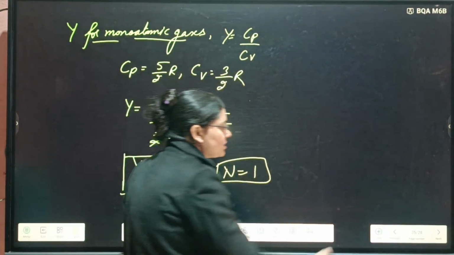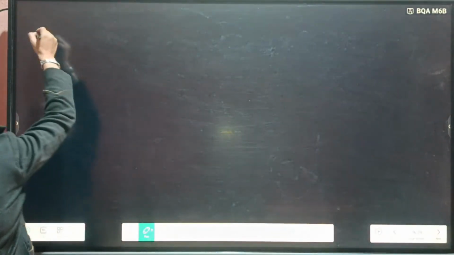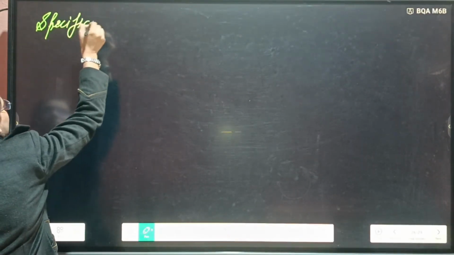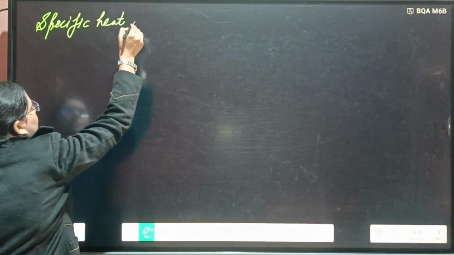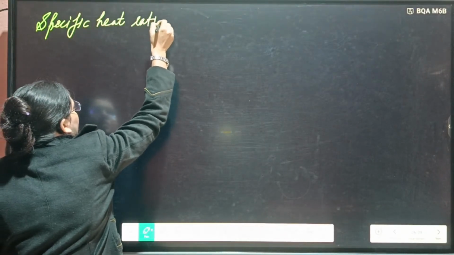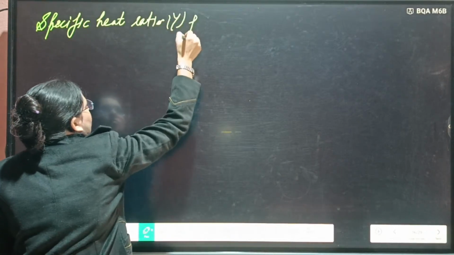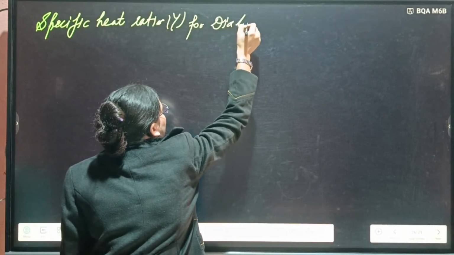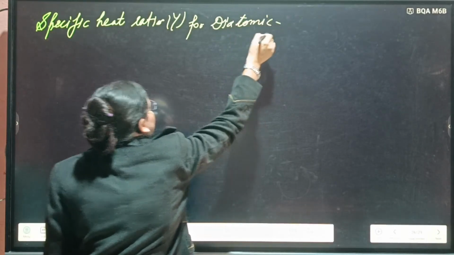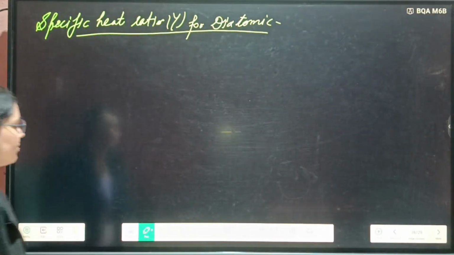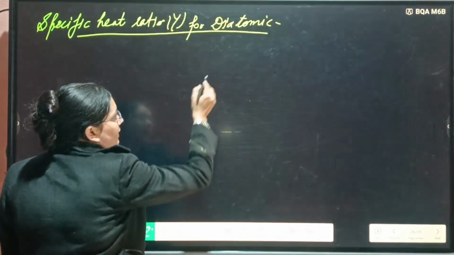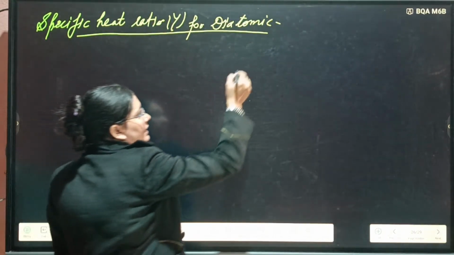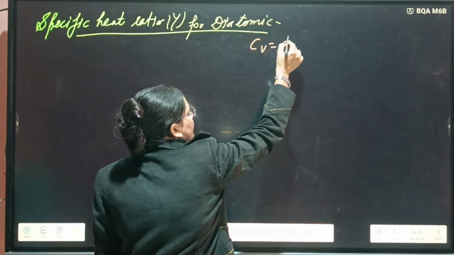Okay, now next will be the specific heat ratio gamma for diatomic gas. So again, how can we find the specific heat for the diatomic gas? Now here again we will find beta internal energy first. Internal energy, how can we write there? Cv equal to dU by dT.